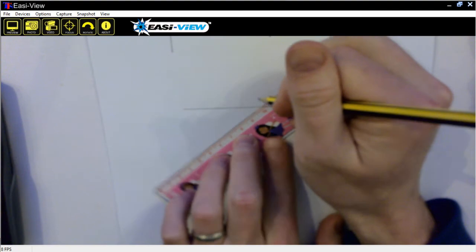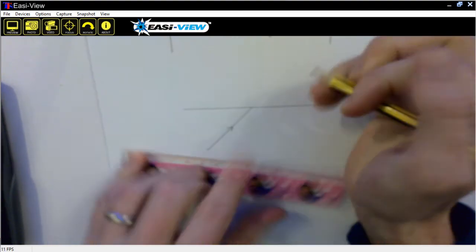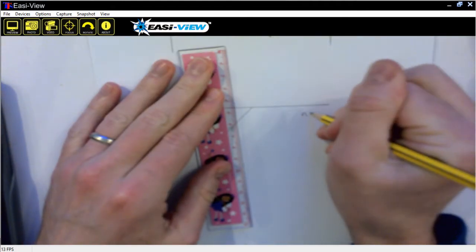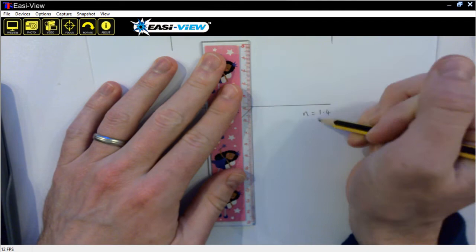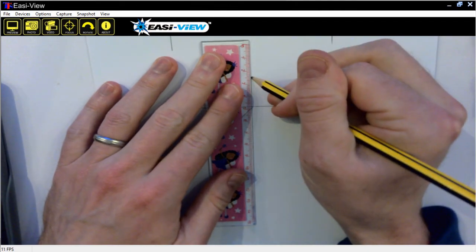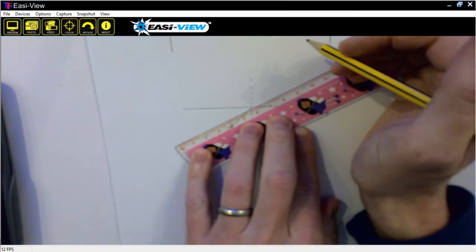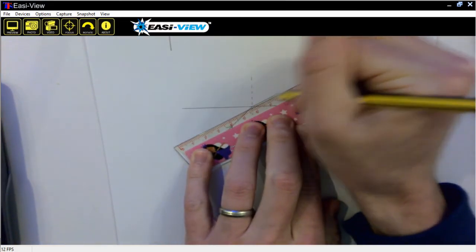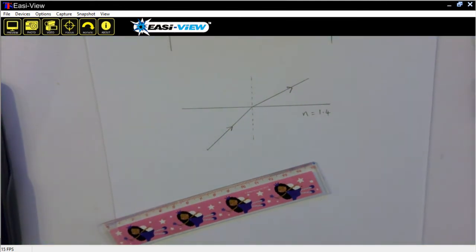So I'm going to draw it in the opposite direction to help make my point. The light is coming from the material that's more optically dense. More optically dense means refractive index greater than 1. Then the light will speed up and refract away from the normal, like that. In this situation, you can't use sine i over sine r because it's not true.